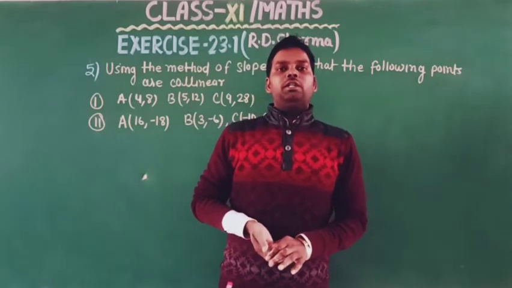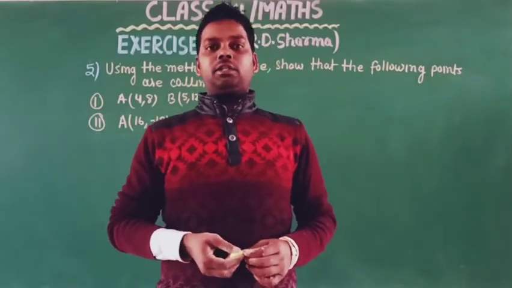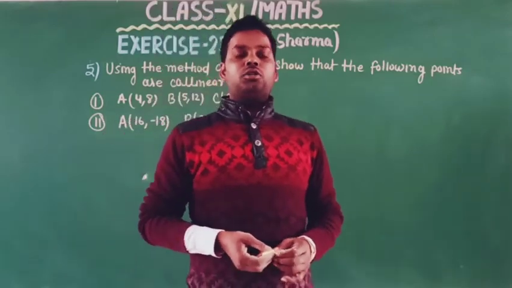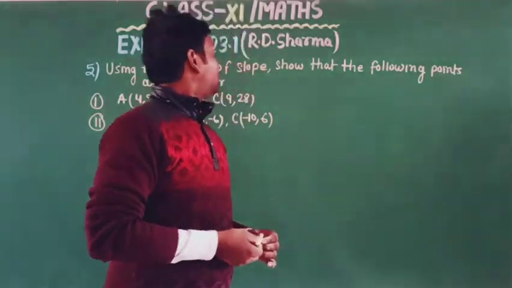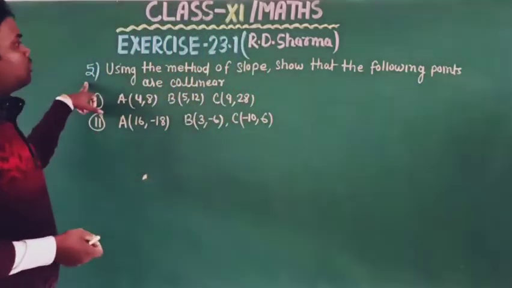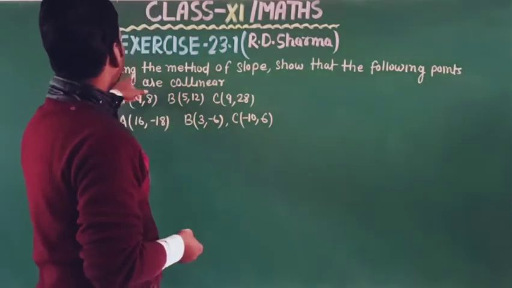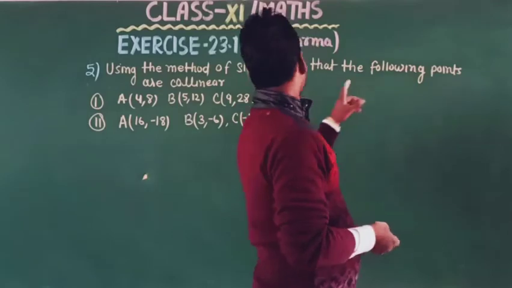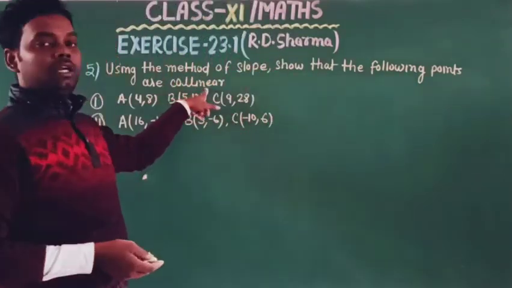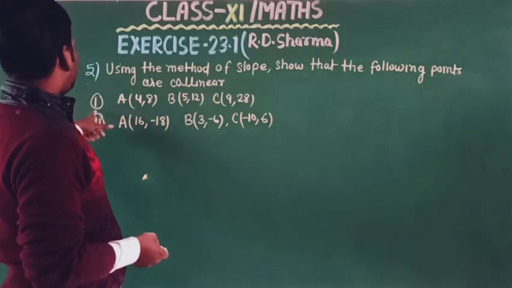Hello student, in this video I will solve exercise 23.1, that is straight line, question number 5 from R.D. Sharma textbook. In this question it has been said that using the method of slope, show that the following points are collinear. We have two parts, first and second.